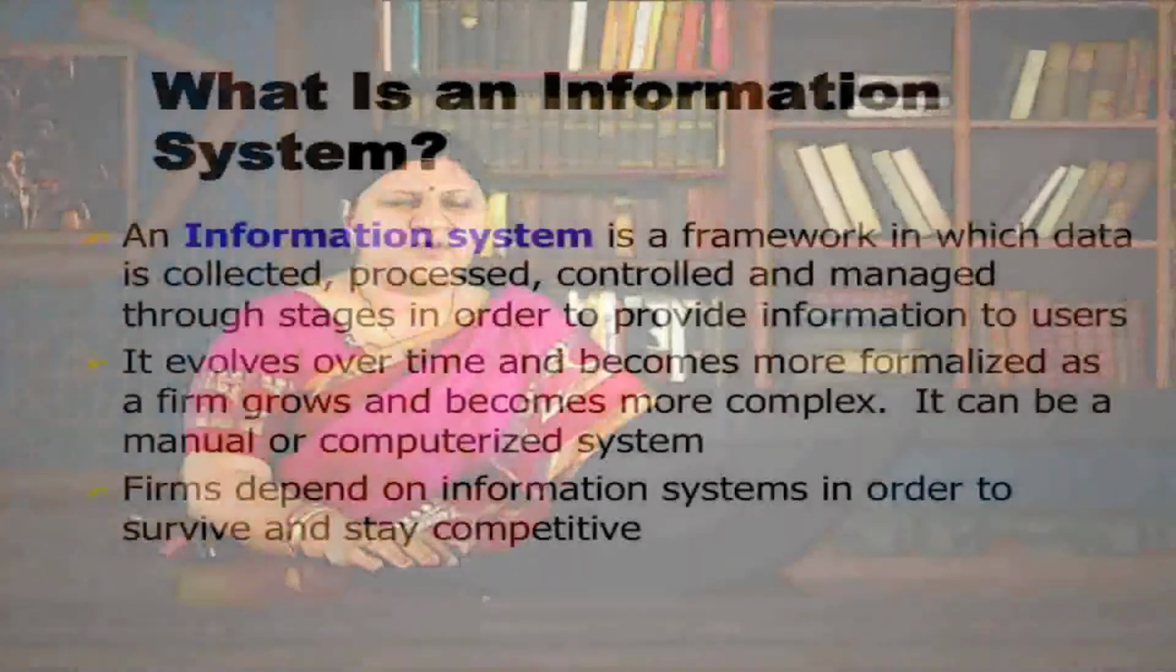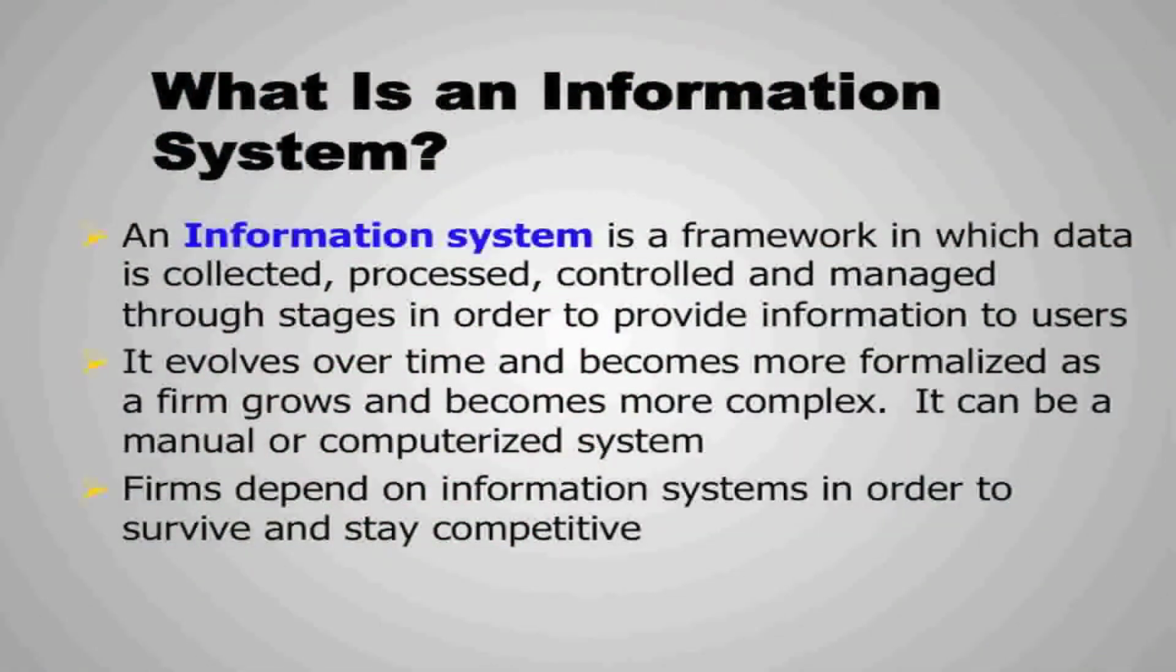Now, understanding the information system, having understood the features or the steps of converting data into information. What is an information system? An information system is a framework in which data is collected, processed, controlled and managed through stages in order to provide information to the user. It evolves over time and becomes more formalized as a firm grows and becomes more complex. It can be a manual or computerized system. Firms depend on information systems in order to survive and stay competitive.